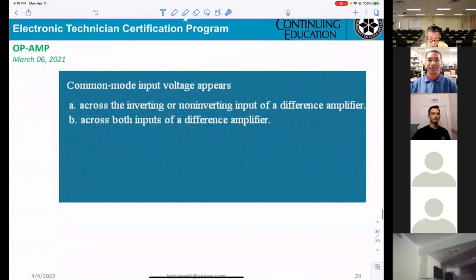Common mode input voltage appears: A, across the inverting or non-inverting input of a differential amplifier, or B, across both inputs of a differential amplifier. A or B?